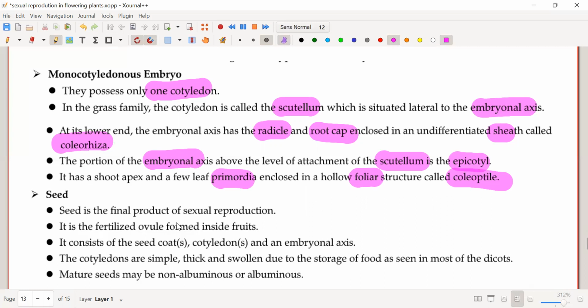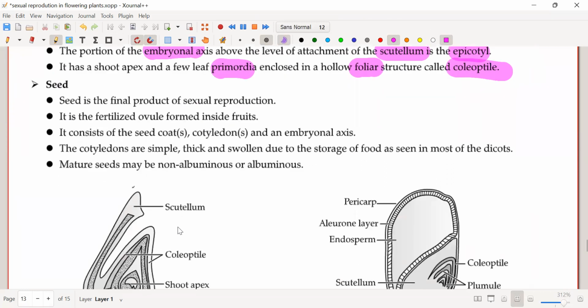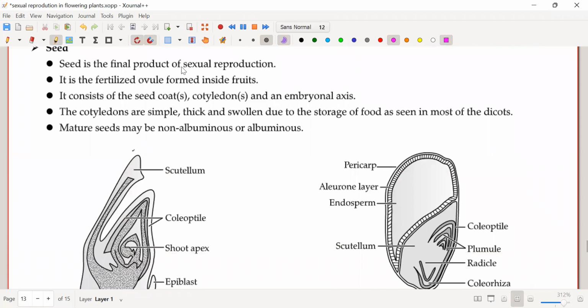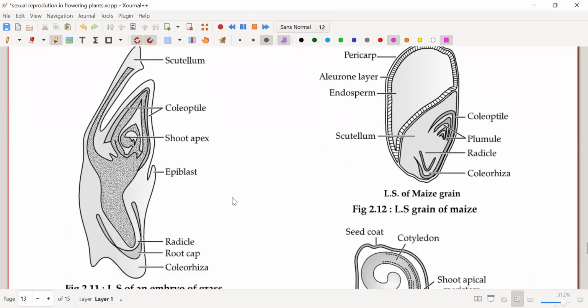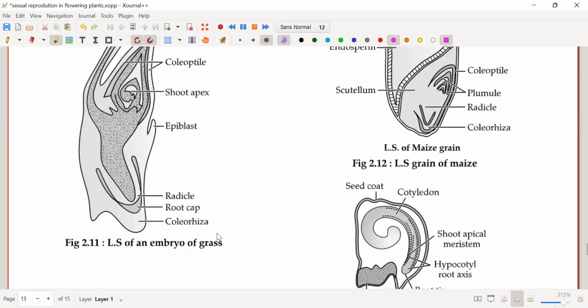Next, seeds. Seed is the final product of sexual reproduction. It is the fertilized ovule formed inside fruit. It consists of seed coats, cotyledons, and embryonal axis. The cotyledons are simple, thick, and swollen due to storage of food, as seen in most of the dicots. Mature seeds may be non-albuminous and albuminous. We will see through what it is, don't worry.